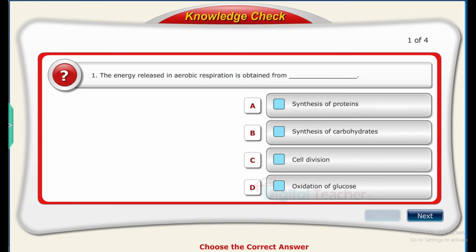Attempt the following questions to check your understanding.